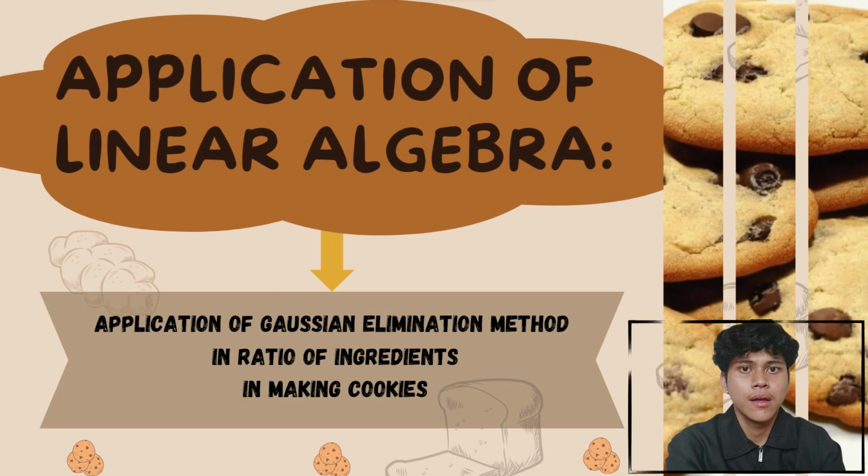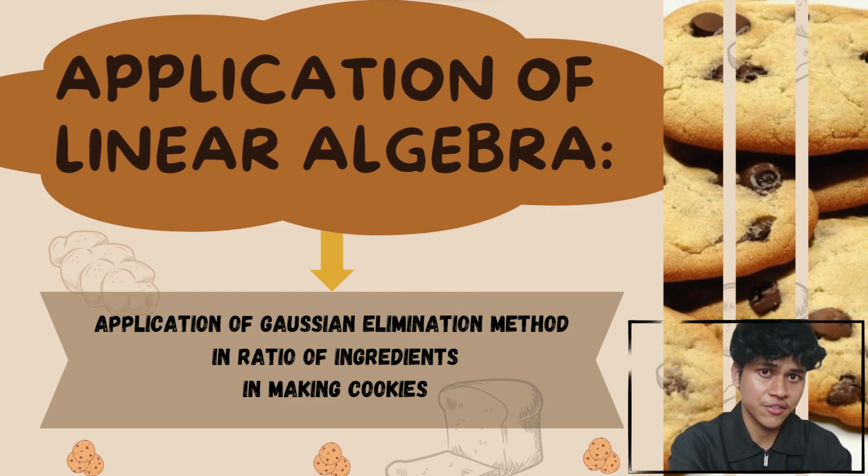Hi, my name is Hakim Ammar, the next presenter of this video presentation. For your information, our group got a task to do a case study about anything related to linear algebra. Also, we need to choose one of the topics that we already learned with Dr. Nurul Aini in our linear algebra class. Therefore, we chose a problem situation that can be solved by the Gaussian elimination method. Our case study title is Application of Gaussian Elimination Method in Ratio of Ingredients in Making Cookies.